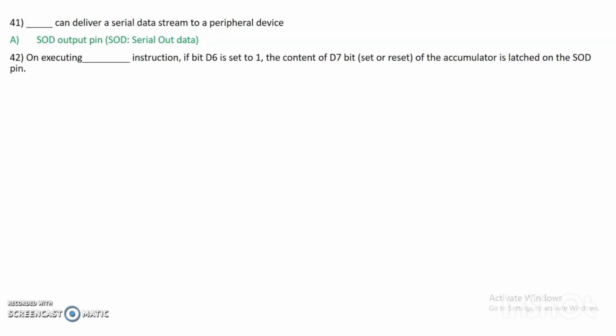Bit number 41, dash can deliver a serial data stream to a peripheral device. So the answer will be SOD output pin, like serial out data pin.